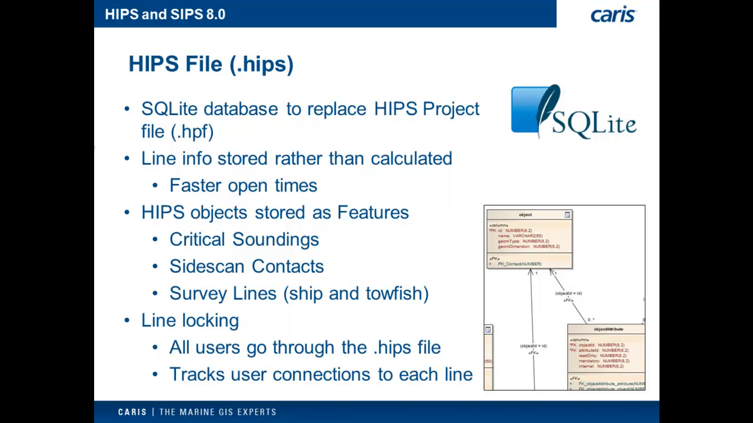The first obvious change for everybody will be just trying to open a large project. HIPS needs to track various things about every survey line when opening a project, and in the past, that information had to be read every time you opened a project. Now, if you had a few thousand survey lines in a project, that could take a few minutes or more just to open.